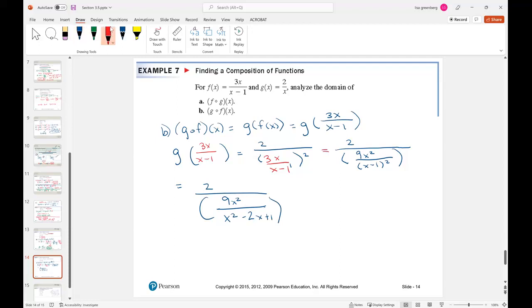And then I do keep, change, flip. So I get 2 times, and I flip the fraction, right? x squared minus 2x plus 1 over 9x squared, which is equal to, if we distribute, 2x squared minus 4x plus 2 over 9x squared. And that is G composed with f of x.